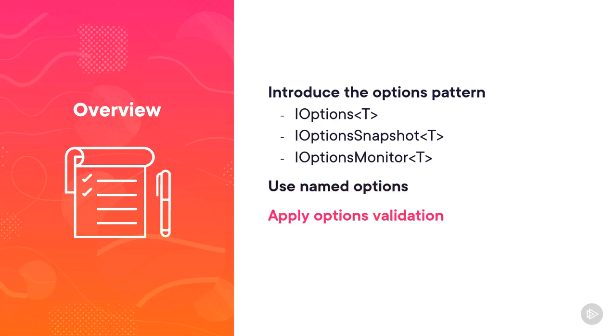And we'll apply options validation to ensure that the bound configuration meets our business rules and is sufficient for our application to function. We'll conclude by ensuring that we can easily unit test code where we depend upon these options classes.